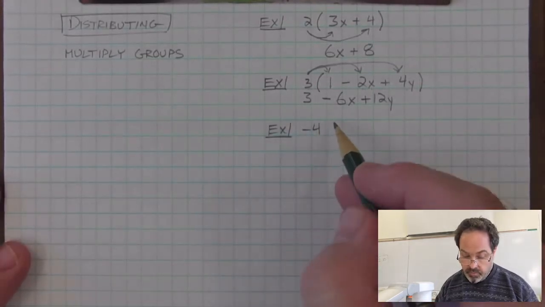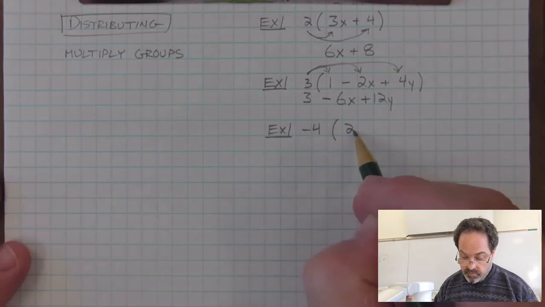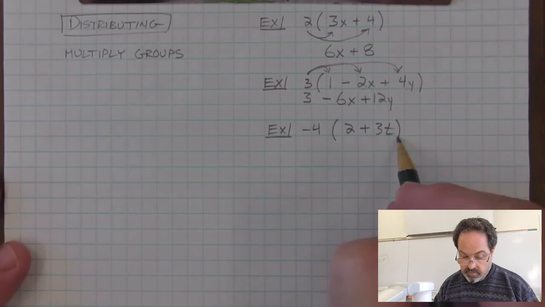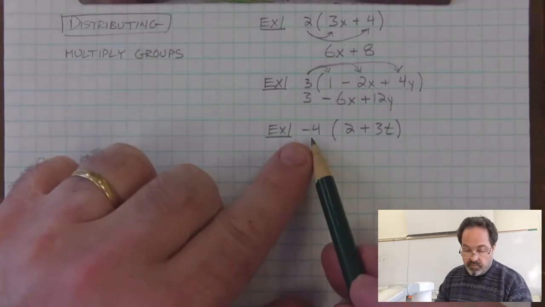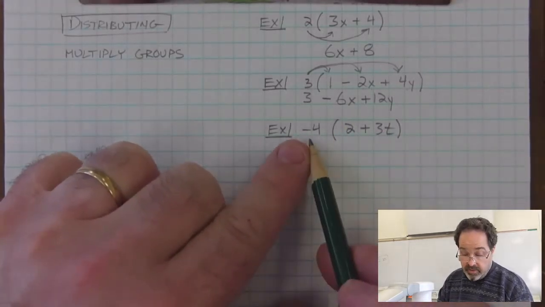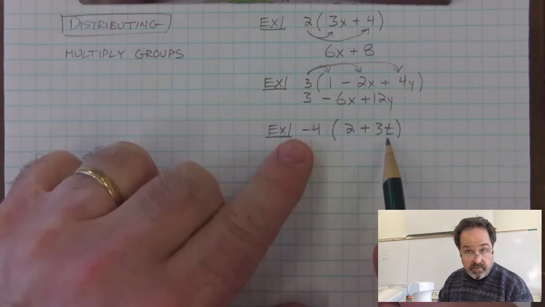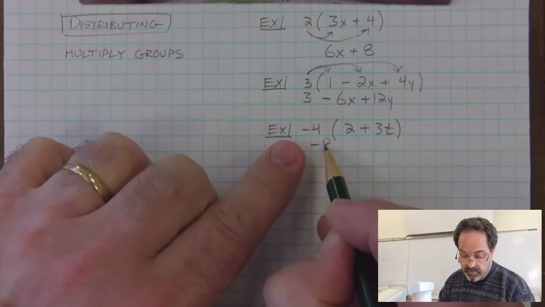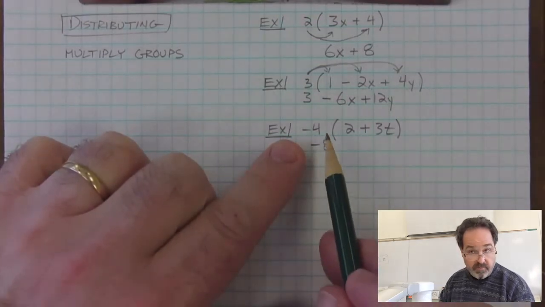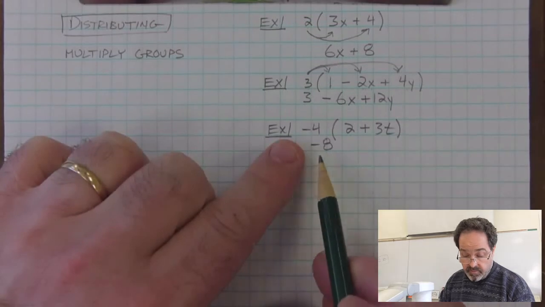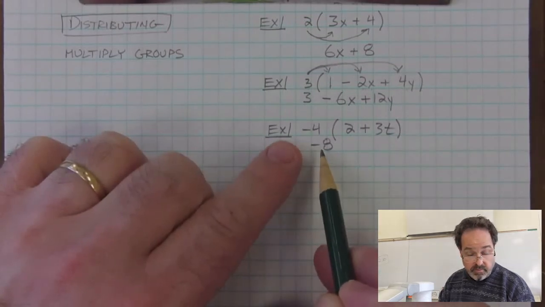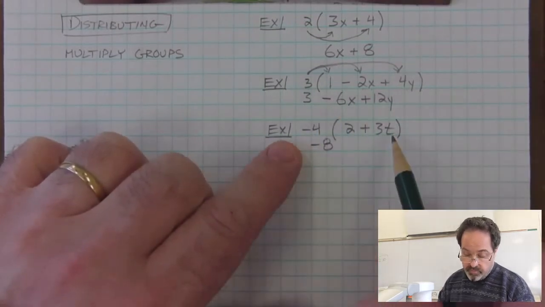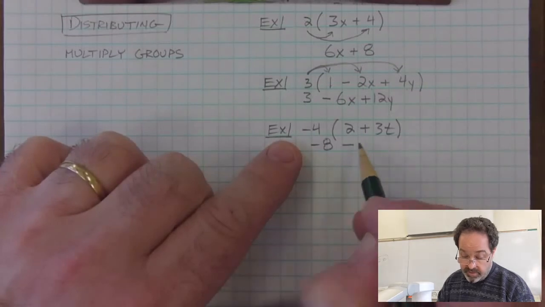A negative 4 times a group of 2 terms, 2 plus 3t. The negative 4 is going to multiply the 2, and the negative 4 is going to multiply the 3t. Negative 4 times 2 is negative 8. So that's a negative times a positive, which makes it a negative product. Negative 4 times 3t is going to be negative 12t.